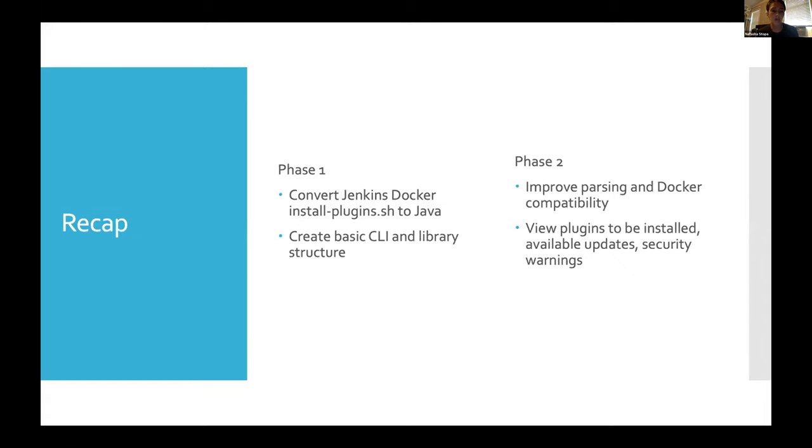So just a quick recap of what I did in phases 1 and 2 before I get into the details of phase 3. For phase 1, I started the process of converting the Jenkins Docker install plugins bash script to Java, and then created the basic structure and skeleton of the CLI and library. Phase 2 worked on refining that: improving the parsing and the Docker compatibility, and being able to view more information about the plugins you're going to download, both figuring out which plugins are going to be downloaded prior to download, and seeing if there are any available updates or security warnings for those plugins.